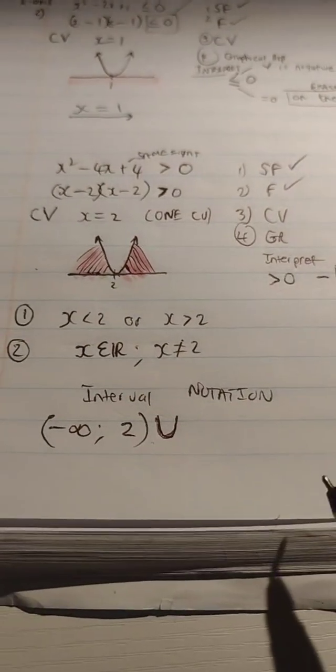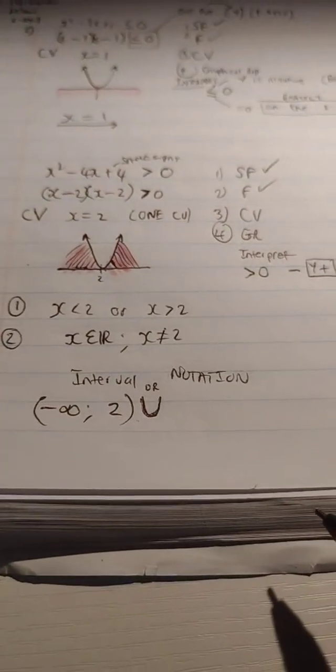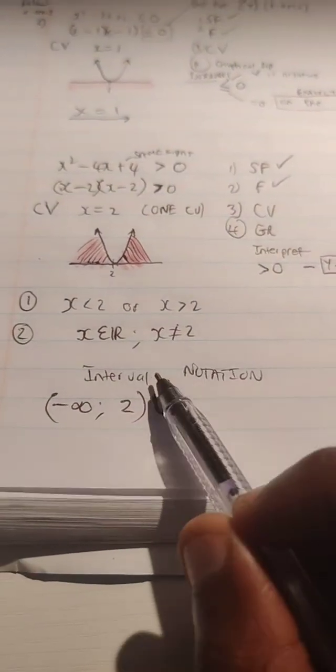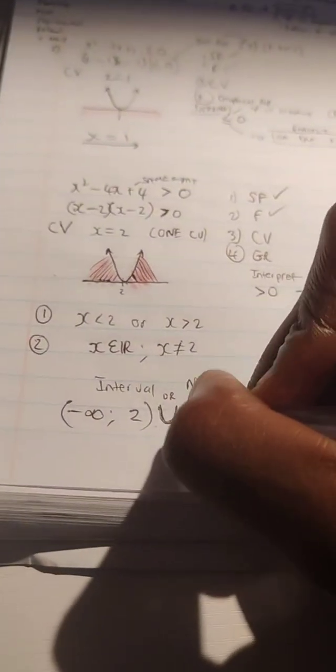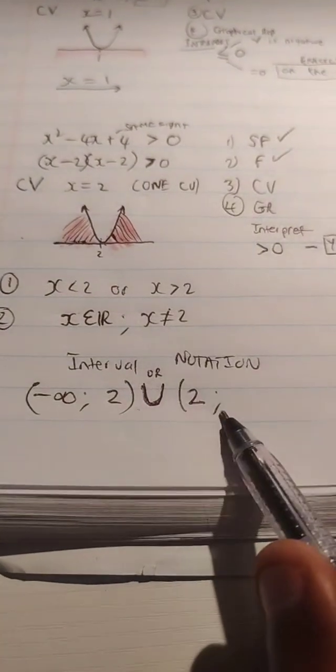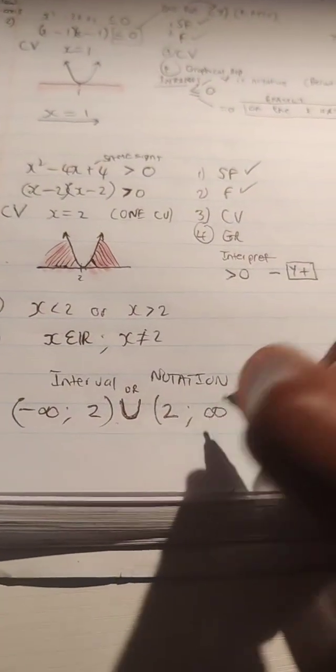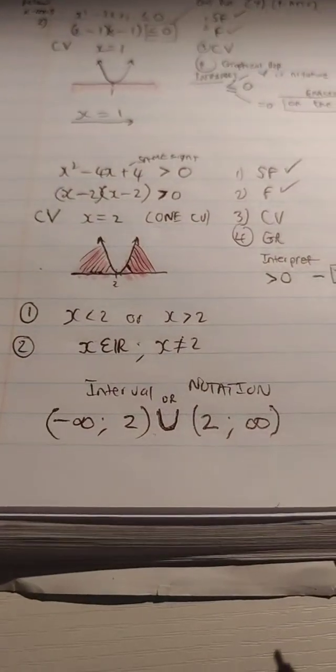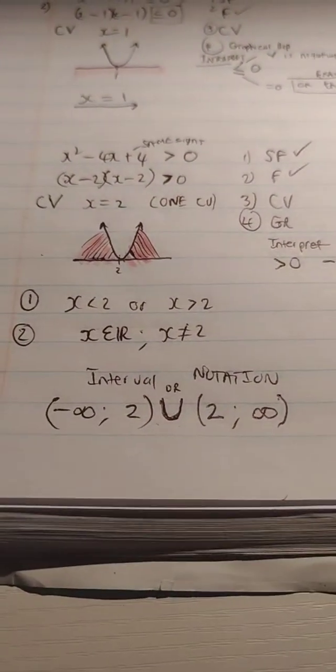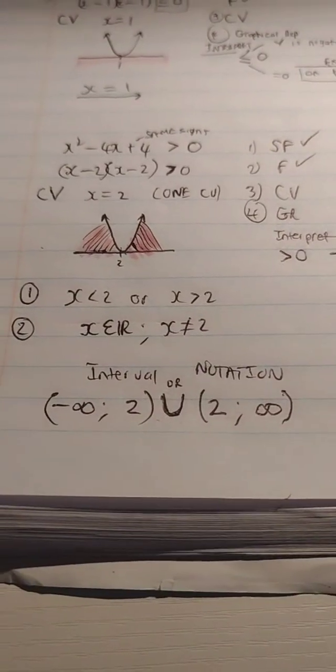Then we put that union symbol. This union symbol means or. We could put the word or we could put the symbol, which basically means or. We open brackets to where? To positive infinity, in that direction. You open the brackets. This is interval notation. You could write your answer in this way as well.